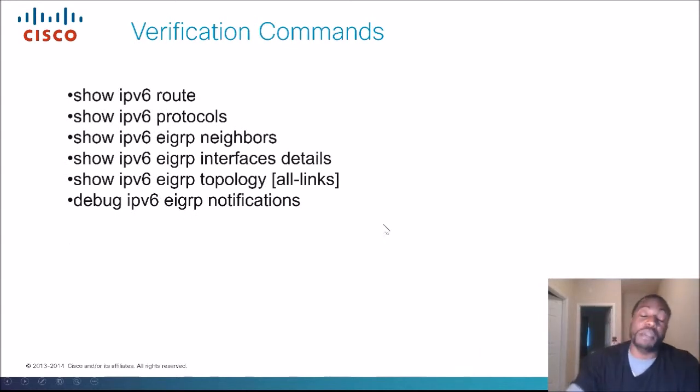Here are the verification commands. It's similar to the IPv4 version of verification commands for EIGRP. You just replace IP with IPv6. So for example, you do show ipv6 route instead of show ip route when you do IPv4, right? Same thing with the rest of these. Show ipv6 protocols, etc. We'll go through it when we do the configuration.